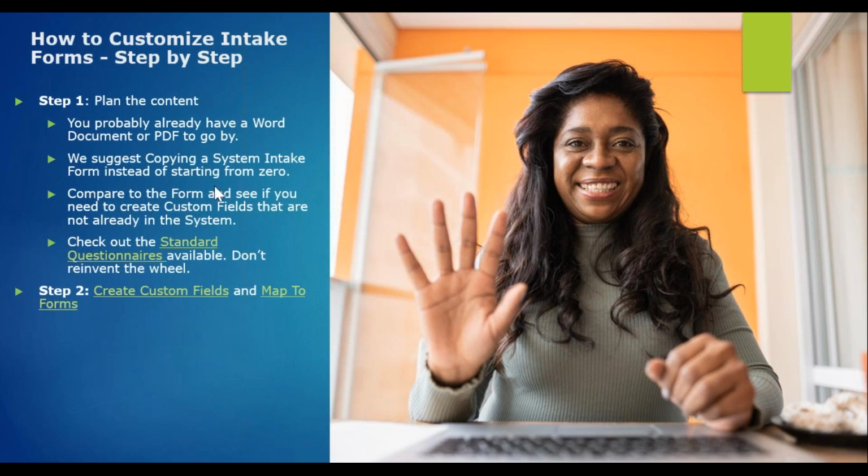But anyway, so planning the content means look at what's already in the system. We have questionnaires that are standard that you can use instead of reinventing the wheel. And you can also copy the system intake forms. All right. I also suggest if you have 2 screens like I do, you can have your intake form in one or maybe the form that you want to base it on. And then on the other monitor, you can have the admin portal for the customizations. So that's also a good thing because you can go back and forth.